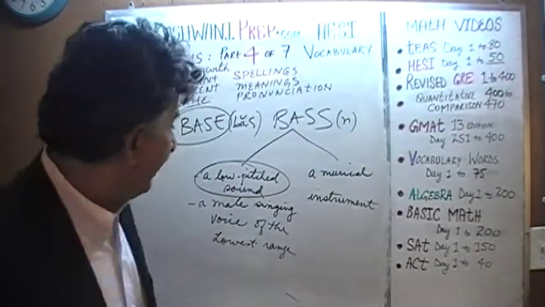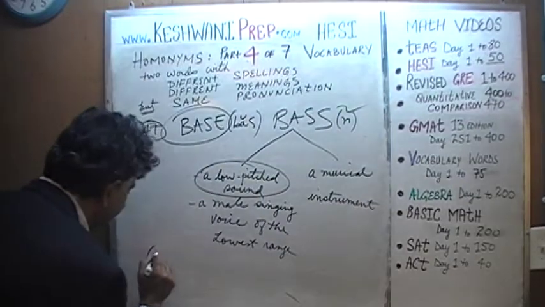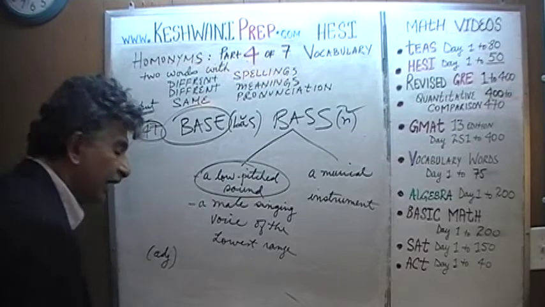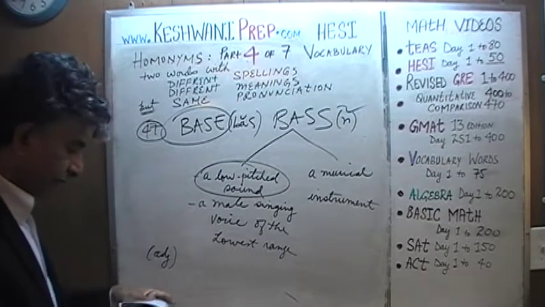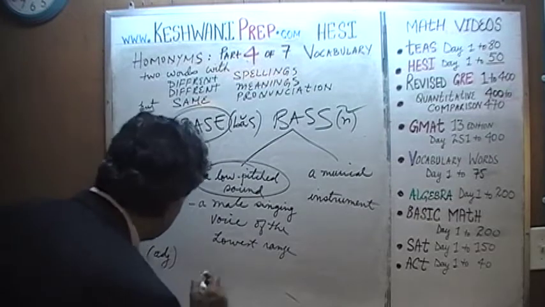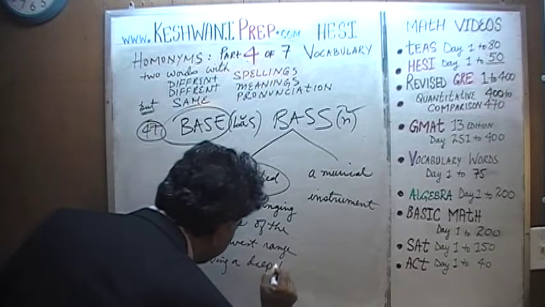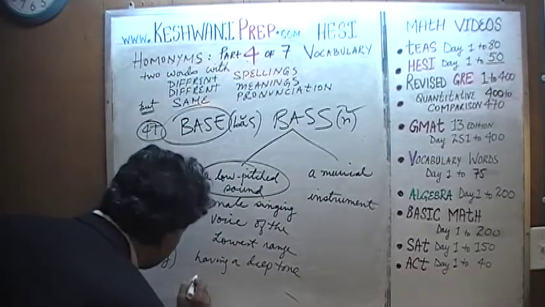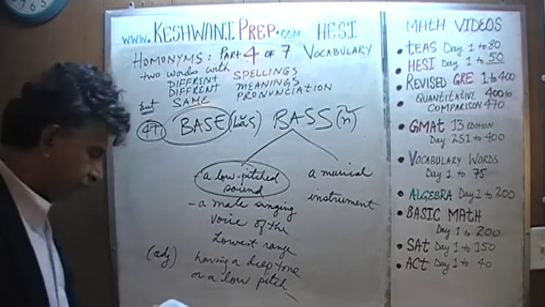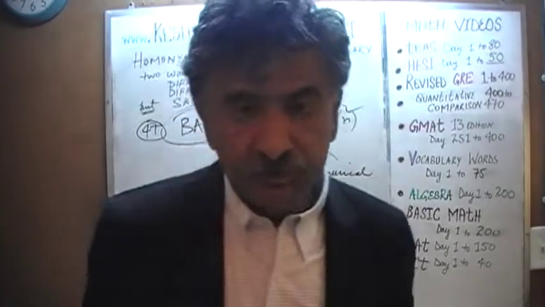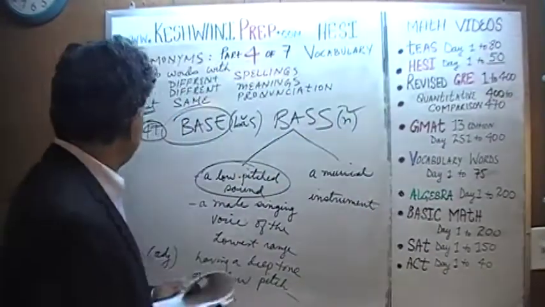It can also be used as an adjective if you like. This is used as a noun, and you can also use it as an adjective to describe something as bass. In that case, if you're using it as an adjective, it simply means having a deep tone or a low pitch. And that's used as an adjective if you describe something as bass. Let's carry on. Number 48.